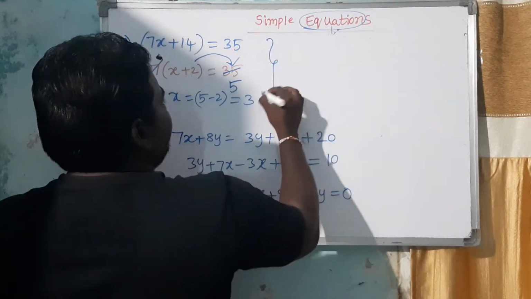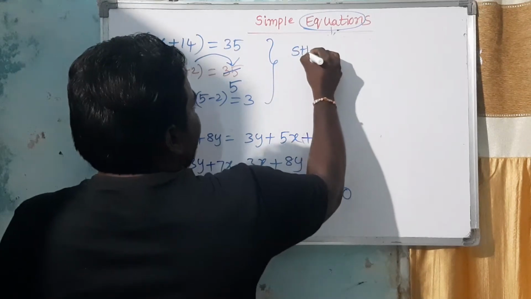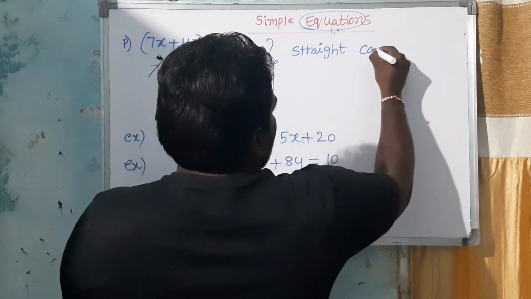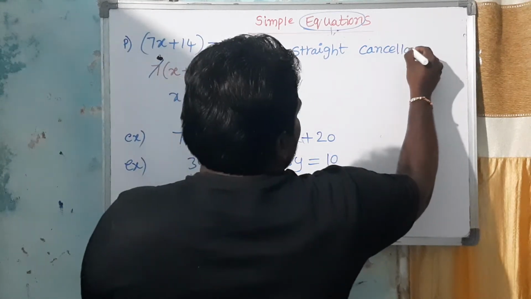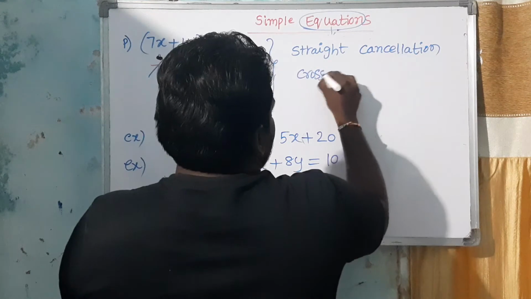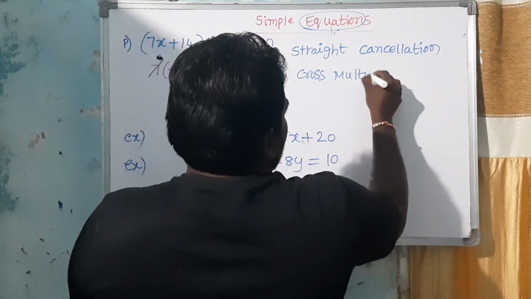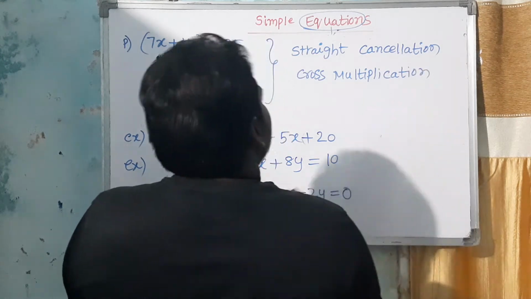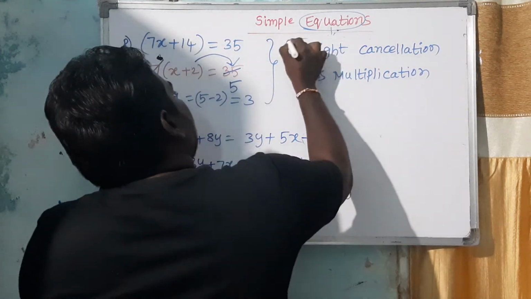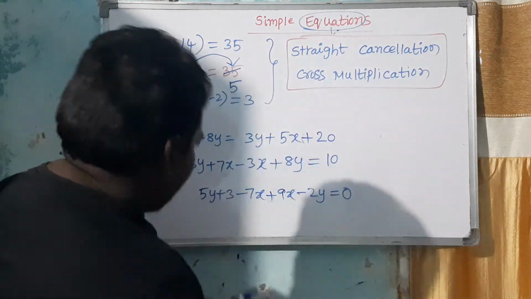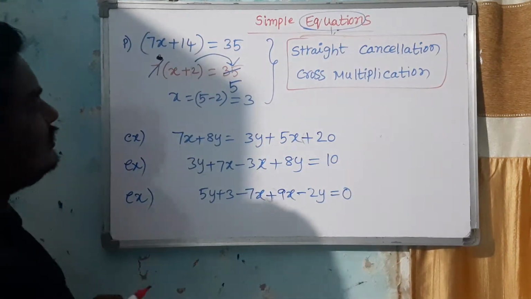We are using the technique called straight cancellation, cross multiplication. We are using this technique, the straight cancellation cross multiplication technique. Then how to solve these questions?